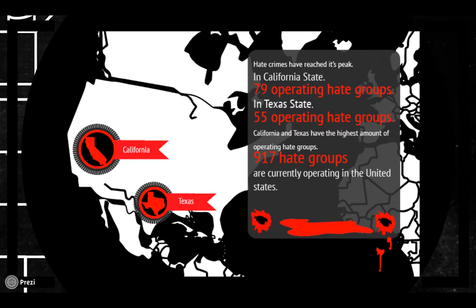A weakness in my display is that the viewer may not be able to directly recognize that the text box is related to the icons of the states.